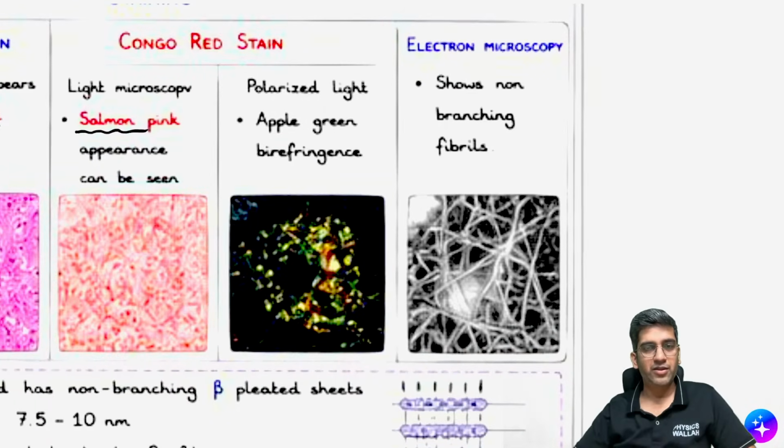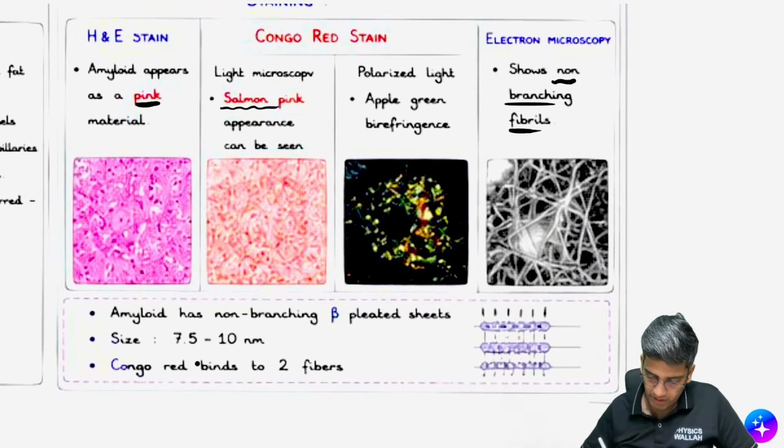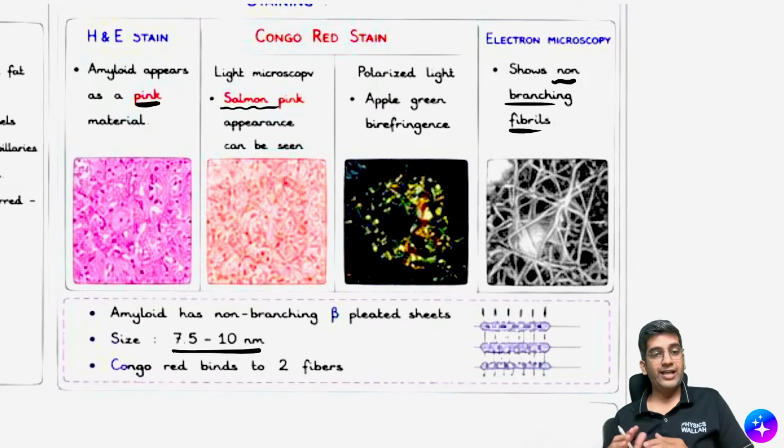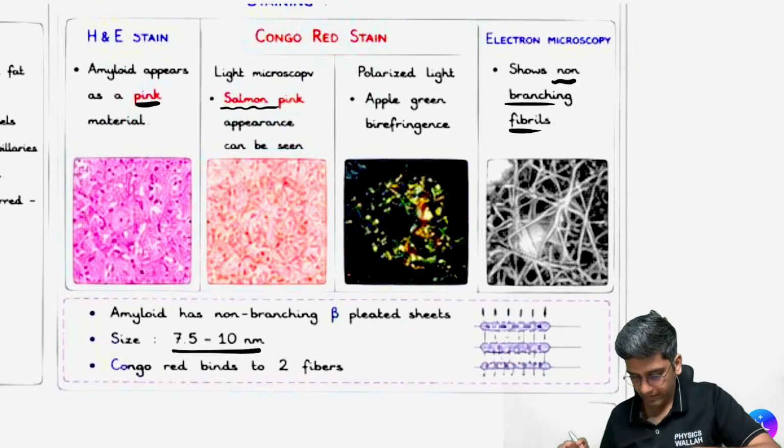Electron microscopy for namesake. No one does it. But what do you see in electron microscopy? I can see non-branching fibrils, which are of 7.5 to 10 nanometer size. If you want to remember. Again, theoretical, no use practically at all, right?